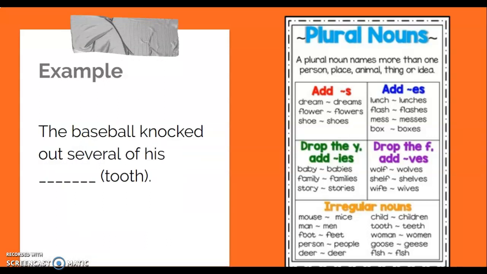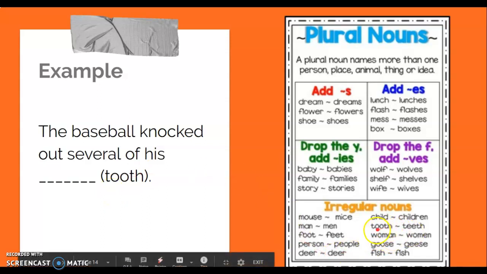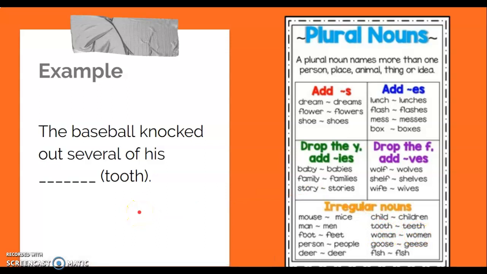The baseball knocked out several of his blank. All right, tooth is the singular. I know this is one of those irregular ones. So I look down here. I see tooth. Okay, it becomes teeth when there's more than one.